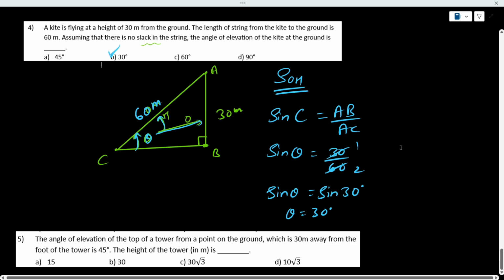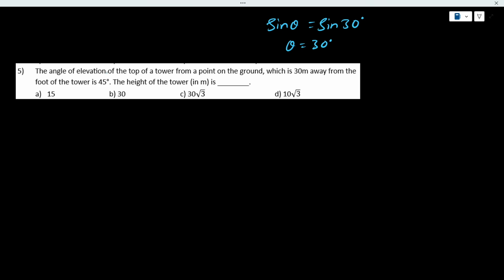Now next question. If I take it here, what is the next question? The angle of elevation of the top of the tower from a point on the ground, right? So angle of elevation, top of the tower, you draw one tower here. From a point, there has to be an angle of elevation here, horizontal, and this is the line of sight. Angle of elevation is given as 45 degrees. So this is your 45 degree angle. This is your 90 degree, right? And what is this here? 30 meter away from the foot of the tower, this point. So this is 30 meter.